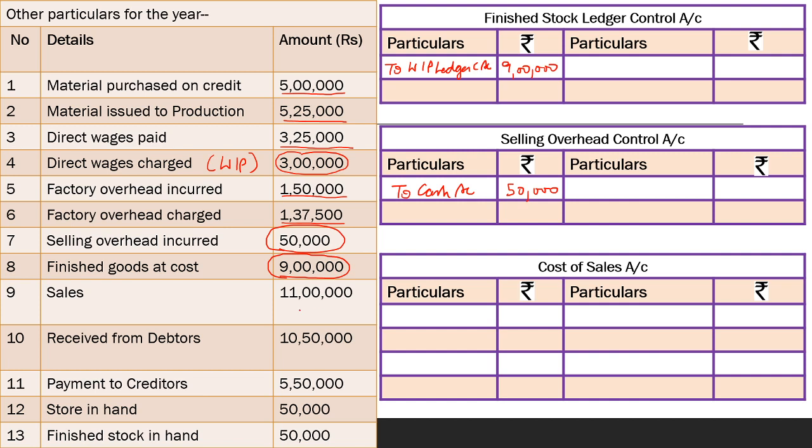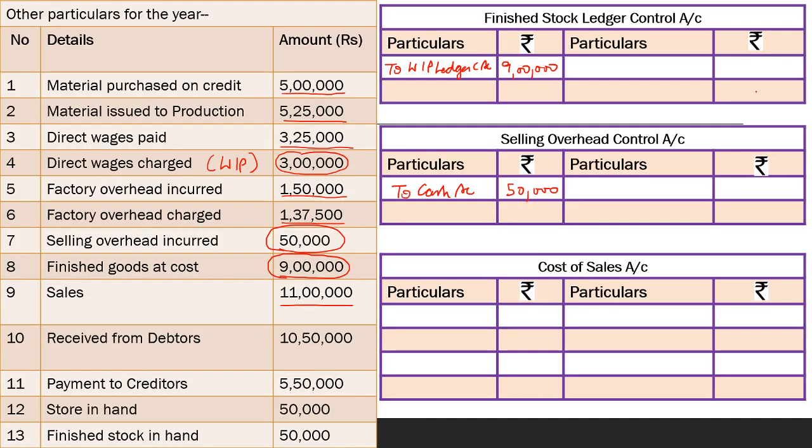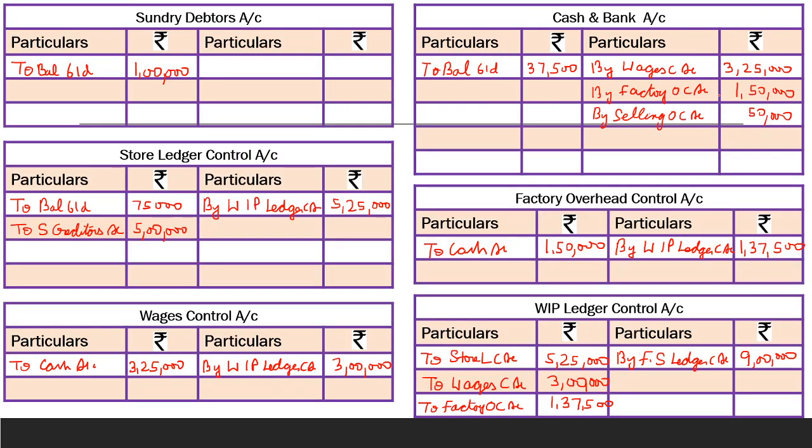Our next transaction is sales amounting to 11 lakh. So sales is our income and all the incomes and profits are credited. So in sales account we write by sundry debtors, because sales is on credit, 11 lakh rupees, and in debtors account on the debit side we write to sales 11 lakh rupees.